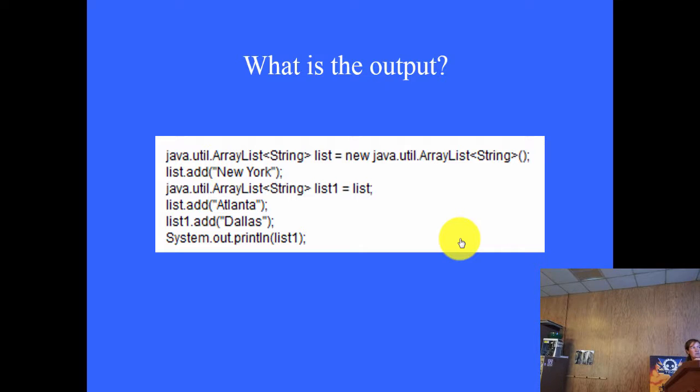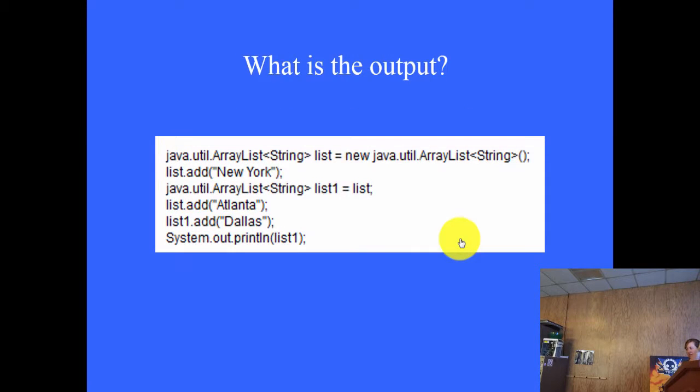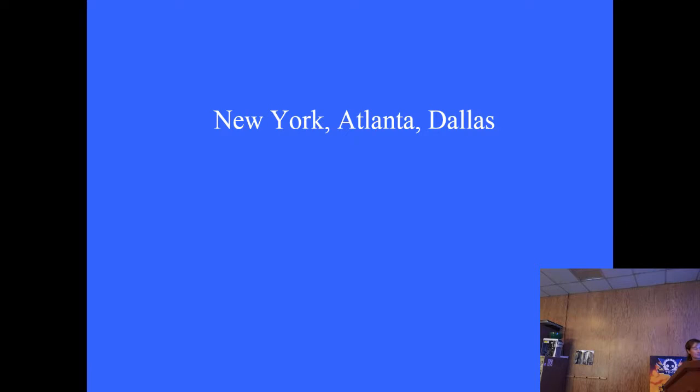Actually, it would insert all 3 of those. It'd be New York, Atlanta, and Dallas. And the reason being is that they're two objects and they're pointing to the same place in memory, so they're actually the same array list. When two objects point to the same place in memory, they do point to the same object, and so when you change one object, it inadvertently changes the other. Just like strings. Strings are objects.